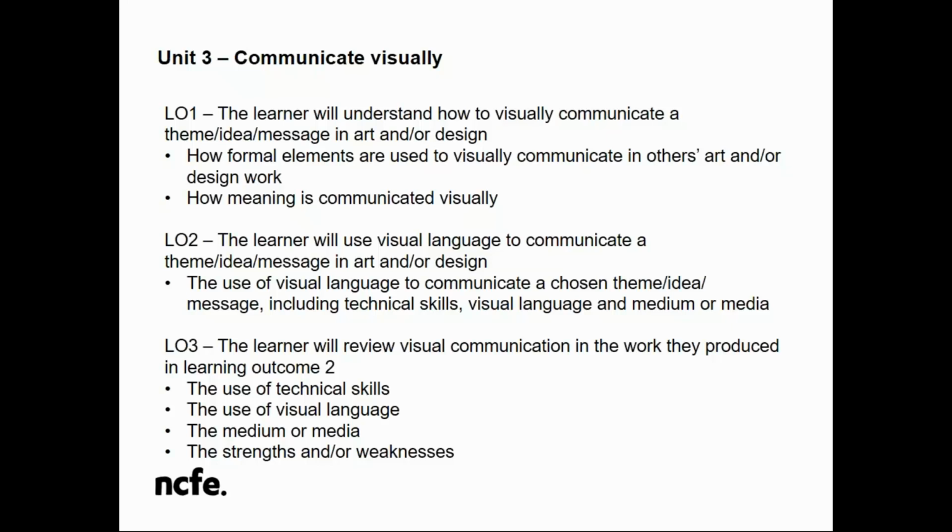On page 34 of the specification, you can find examples of technical skills, visual language and medium or media for reference. For Learning Outcome 3, learners are required to review the work they produced in Learning Outcome 2 with particular focus on how they use technical skills, visual language and the chosen media to communicate their theme or message. Evidence could include a video, a report, a presentation, or again a blog would be acceptable here.